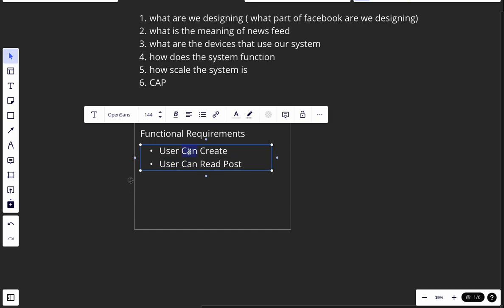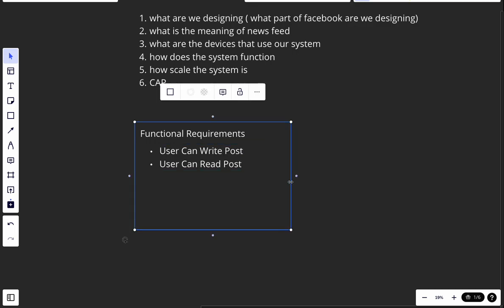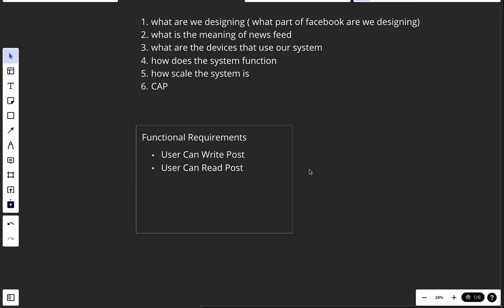Say write. User can write post, and user can read post. I guess there is nothing else. Do we have comment? Do we care about the comment? User can publish a post and see the friend's post on the newsfeed. I guess no, we don't care about the comments.